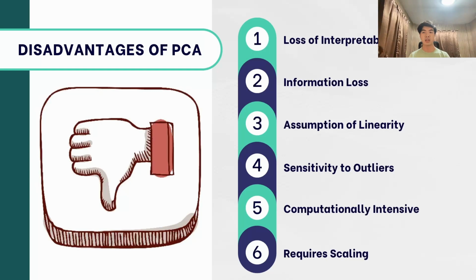PCA assumes that the dataset is linear, even though the dataset is not actually linear. Fourth, sensitivity to outliers. PCA can be distorted by outliers, which can affect the accuracy of the results. Fifth, computationally intensive. So applying PCA on a large dataset requires intensive computation. Last one, requires scaling. PCA is a technique that requires data to be on the same scale before applying.